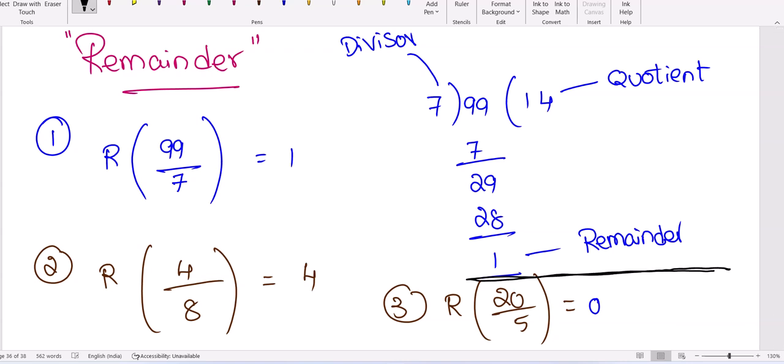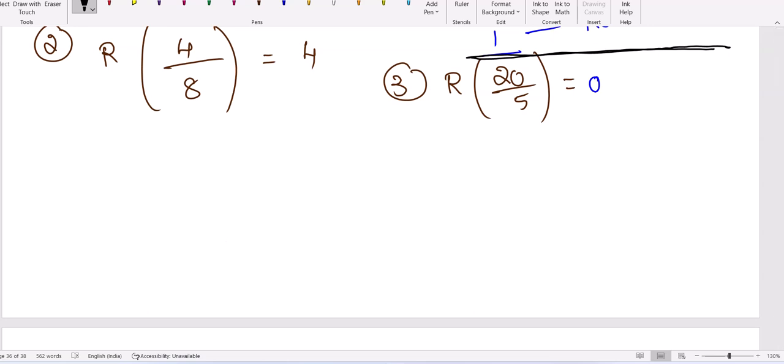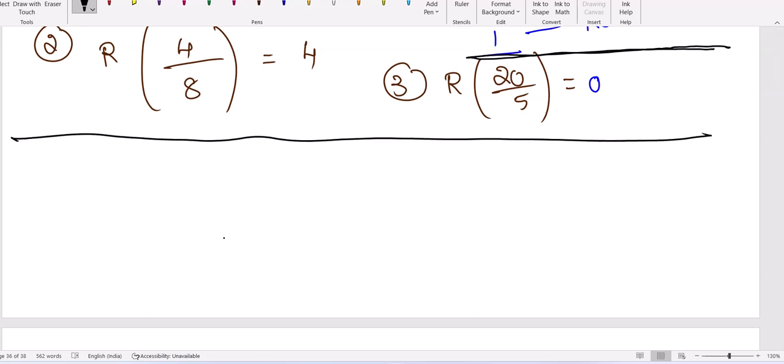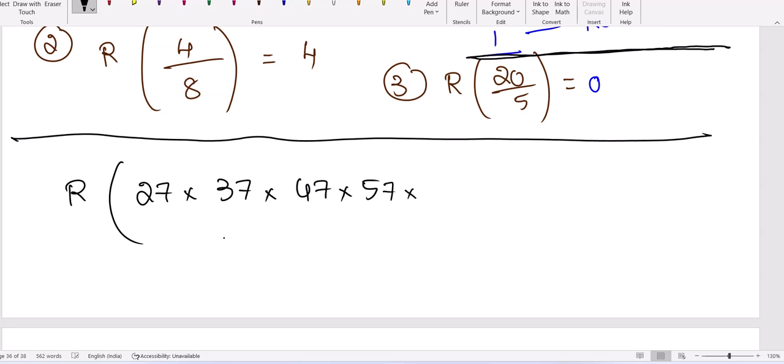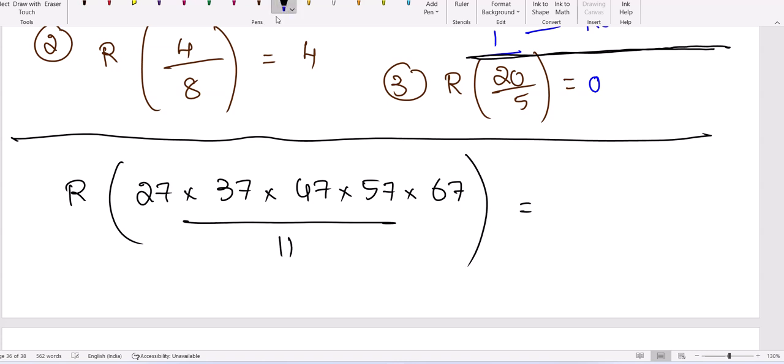Right. So, sir, why do we have to learn this concept? In the exam, it will definitely be a time saver. I'll let you know. See this one sample question. Suppose I want to find the remainder when 27 multiplied by 37 multiplied by 47 multiplied by 57 multiplied by 67, this entire product, is divided by 11.